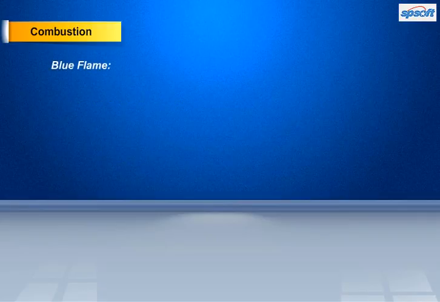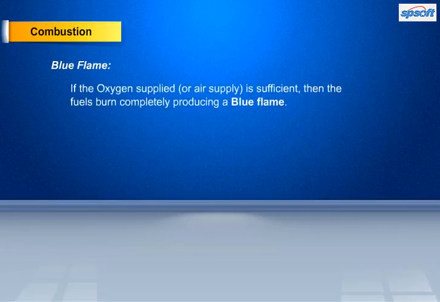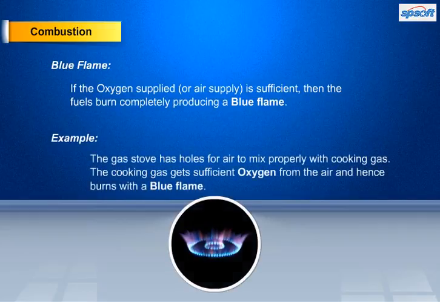Now, let us see about blue flame. If the oxygen supplied, or air supply, is sufficient, then the fuels burn completely, producing a blue flame. For example, the gas stove has holes for air to mix properly with cooking gas. The cooking gas gets sufficient oxygen from the air, and hence burns with a blue flame.